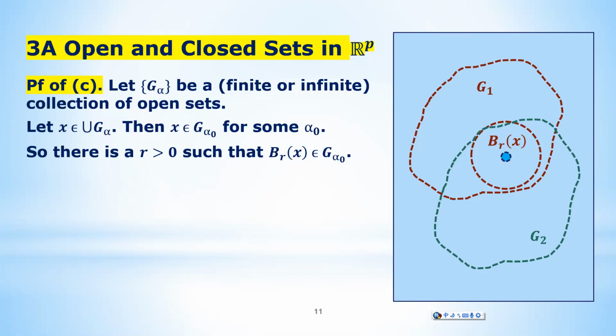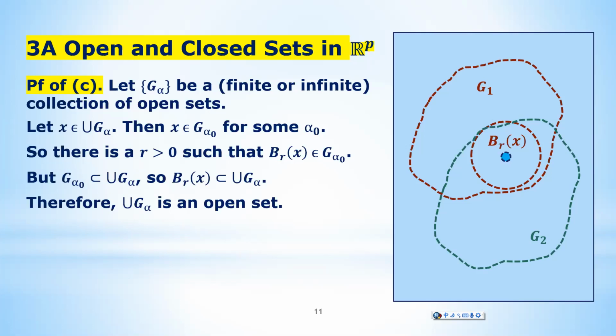Okay. Now, once this is true, since G alpha naught is contained in the union, therefore this ball is also contained in the union, and this shows that the union itself is an open set. So you can see the proof in the union case is much easier. It's almost straightforward. As long as you have open sets, no matter how many, finite or infinite, the union of the open sets is always an open set.